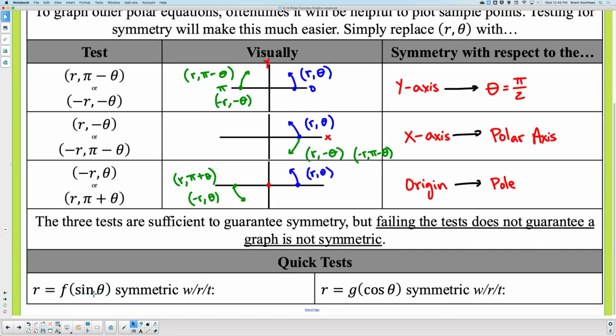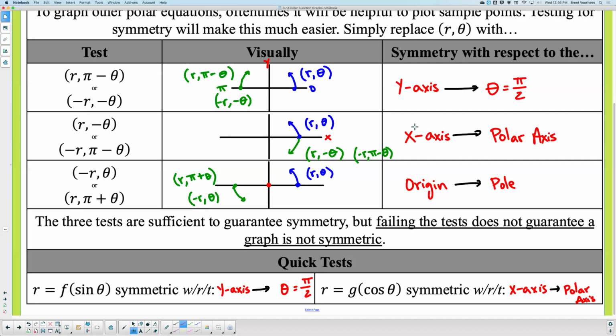Sine. Sine is what letter again? Sine is y. Sine will always have symmetry with respect to the y-axis, which in polar, what is another name for the y-axis in polar? Theta equals pi over 2. Perfect. And cosine. Cosine is what letter? X. Therefore, any cosine graph will have symmetry with the x-axis, also known as the polar axis. I'm running out of space. Polar axis. There we go. That's symmetry.